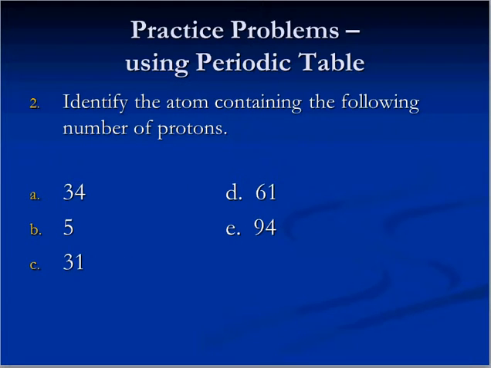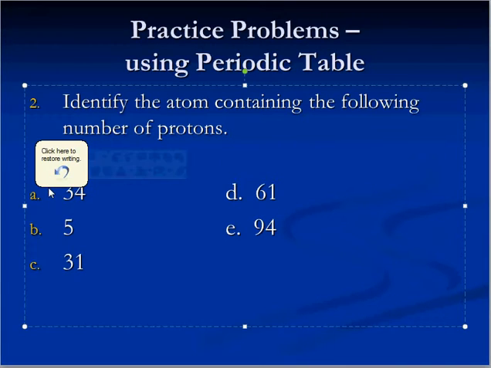So let's look at that a little differently. If I'm given the number of protons, which is the same as the atomic number, what element am I dealing with? So letter A, I have 34 protons, which is element number 34, which is selenium, or element symbol Se. Letter B, 5 is boron.